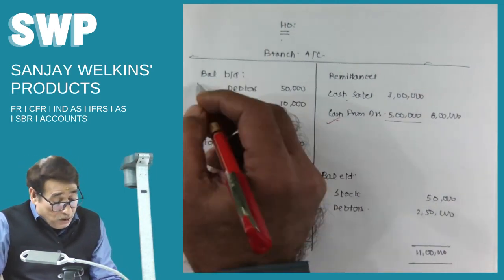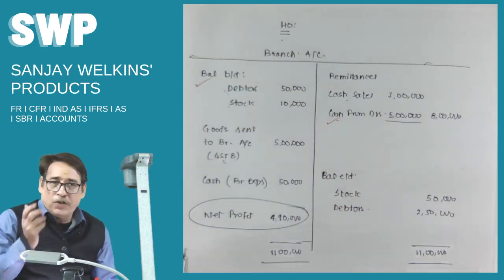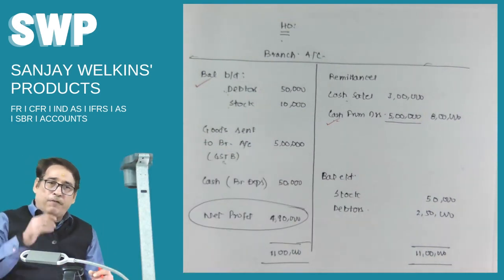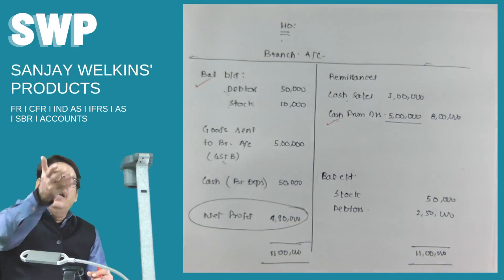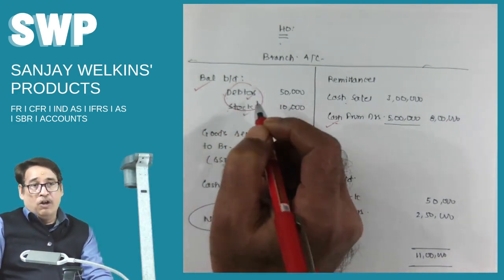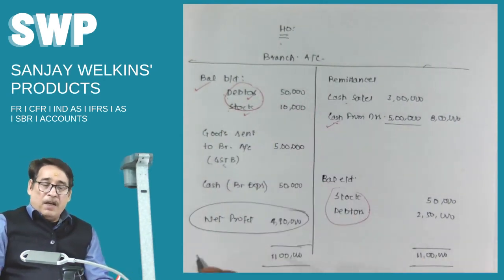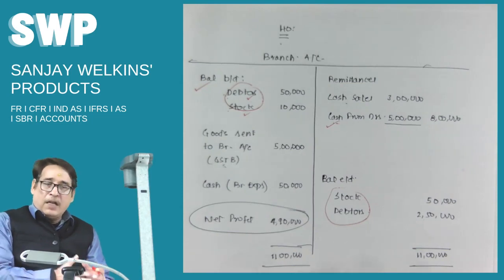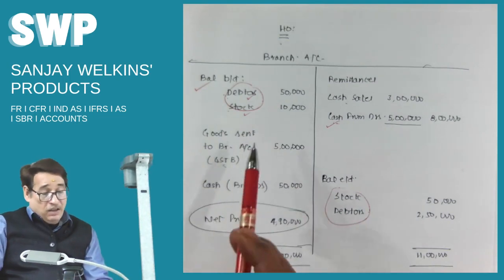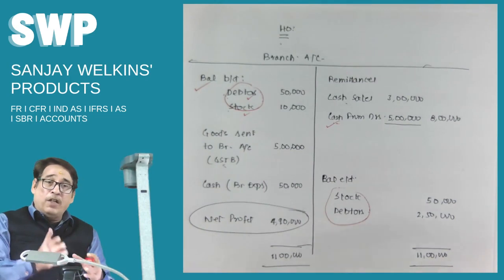Secondly, I told you earlier, logically it is against the basic rules of accounting that I cannot put the balance of a particular account in some other account. And here I have put debtors balance and stock balance as opening balance and closing balance in the branch account. I can put debtors balance in the debtors account, that's fine, no harm in it. But putting debtors balance in the branch account is not as per normal accounting practices.